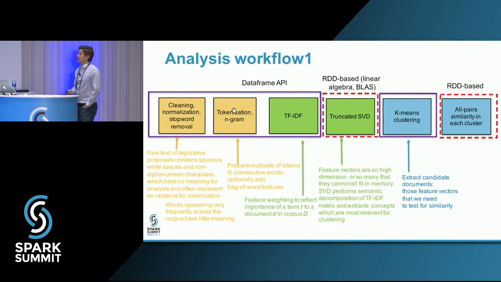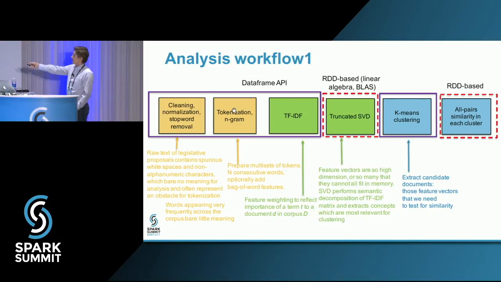Next, for the distributed processing, the machine learning parts. Here we have two main analysis workflows. The first one basically follows closely latent semantic indexing. We start with the general natural language processing workflow, where we clean and normalize our data, extract tokens and bag-of-words features. Then we apply TF-IDF and truncated SVD.